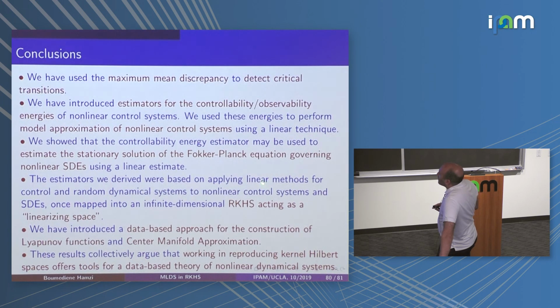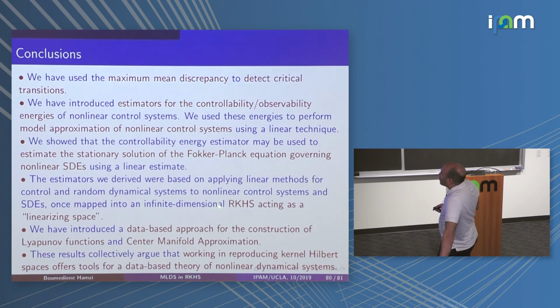So these estimators were all derived using linear methods. And this illustrates the statement that RKHS act as a linearizing space even for dynamical systems. So we know that reproducing kernel Hilbert spaces are viewed as the most useful Hilbert spaces in machine learning, because they allow us to apply linear methods there in the static case. And here we are illustrating the same philosophy, that RKHS act as linearizing spaces for dynamics.